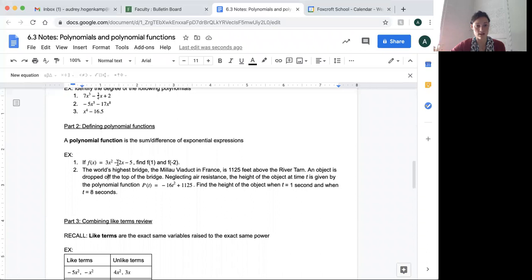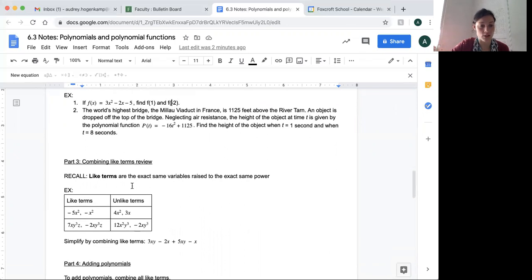So if f of x equals 3x squared minus 2x minus 5, find f of 1 and f of negative 2. For this example, all we're going to do is the same thing as when we're evaluating normal functions. F of 1, we're going to plug in 1 every time we see x, and f of negative 2, we're going to plug in negative 2 every time we see x. So to find, for instance, f of 1, that's going to equal 3 times 1 squared minus 2 times 1 minus 5. And then you can do the math there. You can find f of negative 2, and you can challenge yourself and do number 2 as well, and I will provide those answers in class, and we can go over those if necessary.